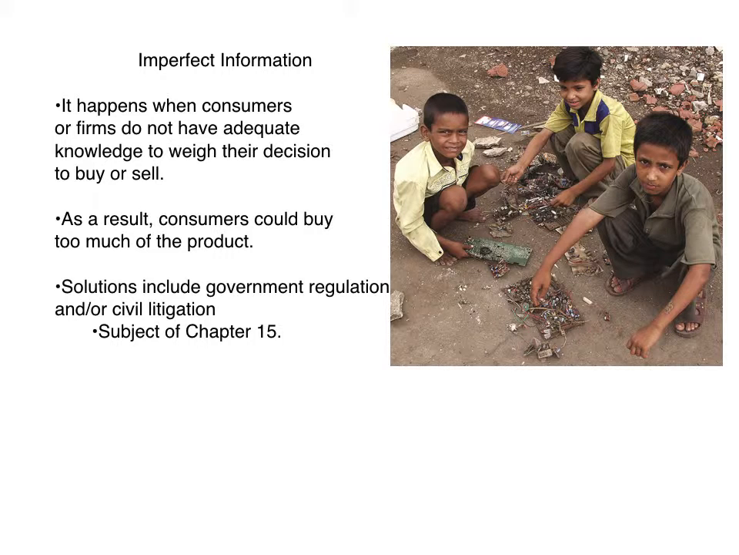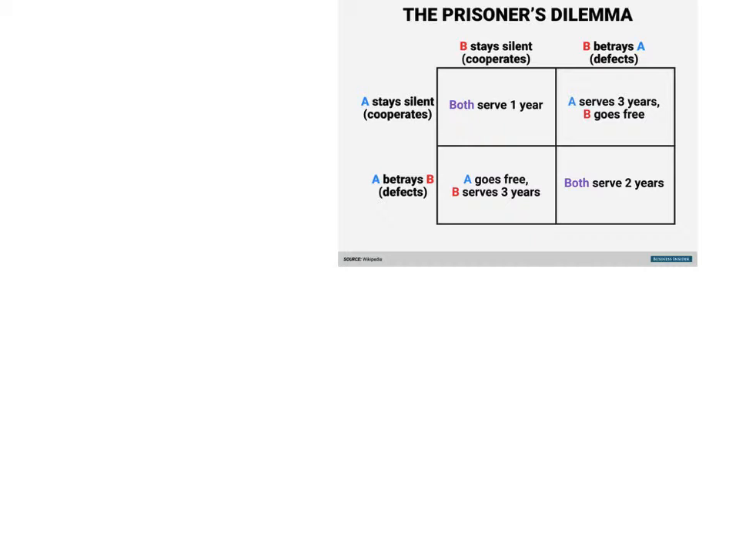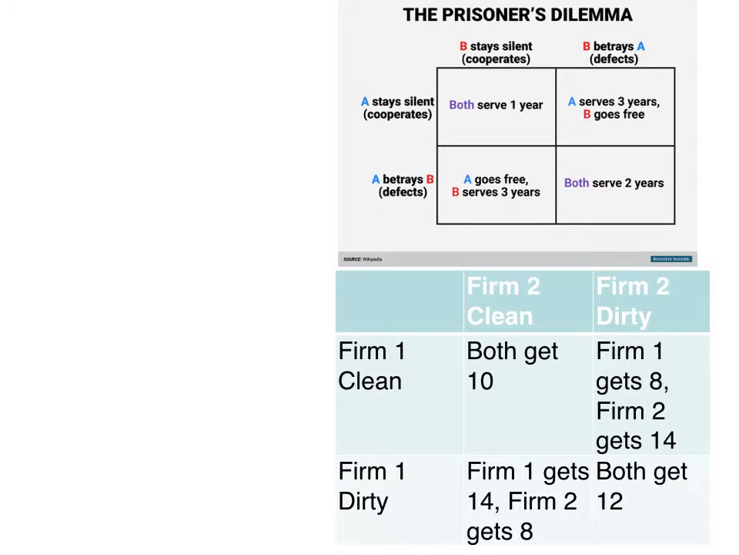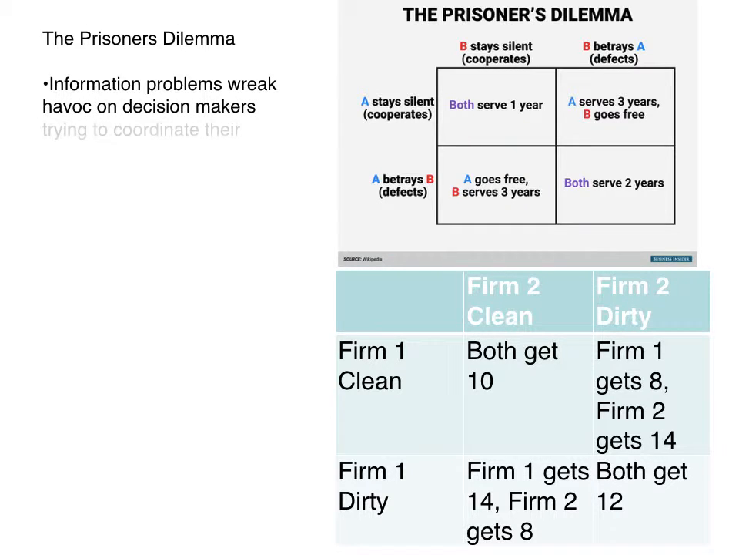Okay, what do we have next? Yes, we have the idea of the prisoner's dilemma. And you can see two examples here. And again, this is something that I went over in microeconomics. The prisoner's dilemma. Information problems wreak havoc on decision makers trying to coordinate their strategy.